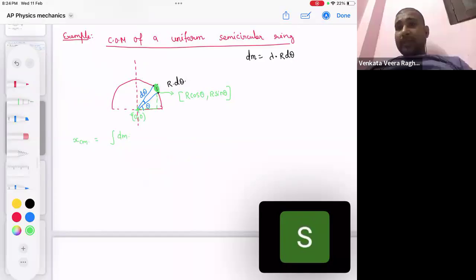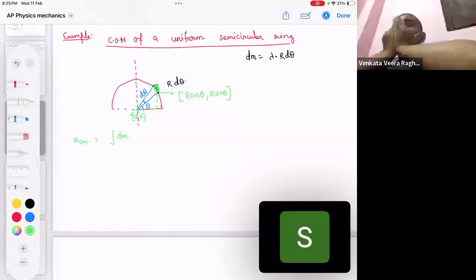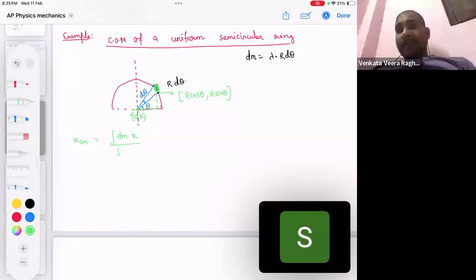Now what is x? x is actually the x coordinate of the element's center of mass. So the element is a particle. So that particle's center of mass, where will it lie? A particle's center of mass will lie at the particle itself. So that's why I should write integration of dm x by integration of dm. Next step, I will write dm into x, where x means the x coordinate of the element's center of mass, which is r cos theta, denominator dm.